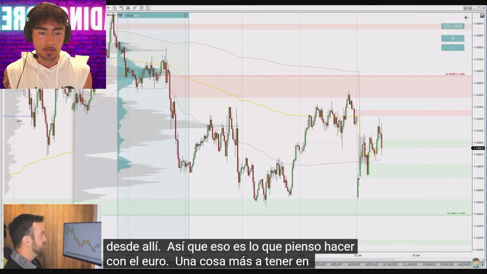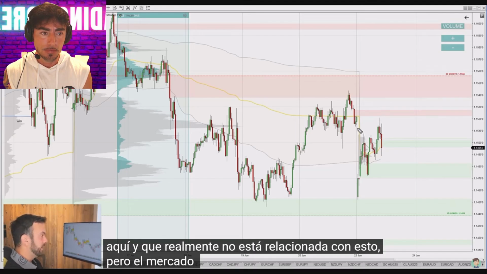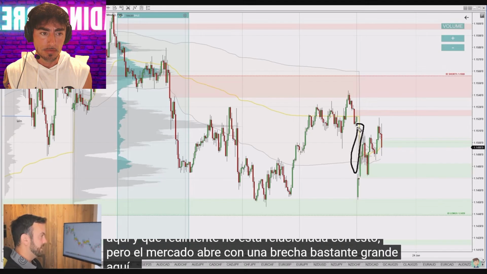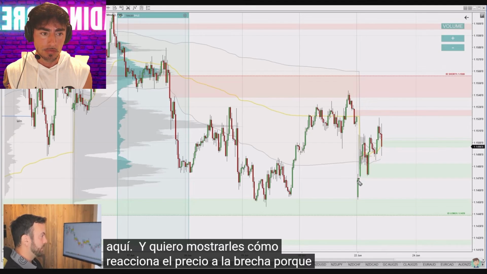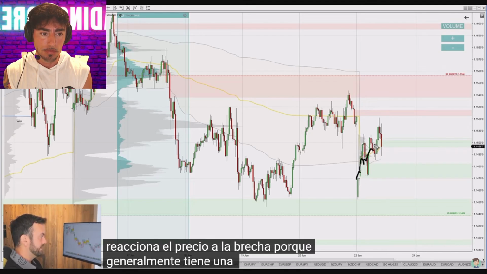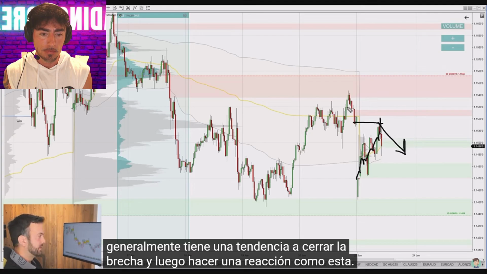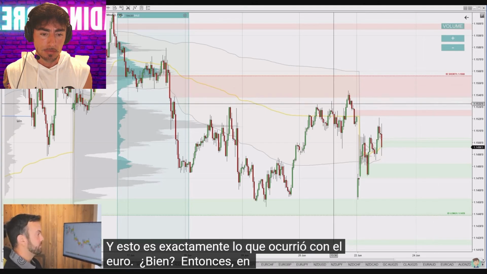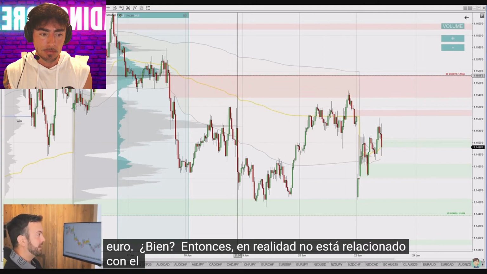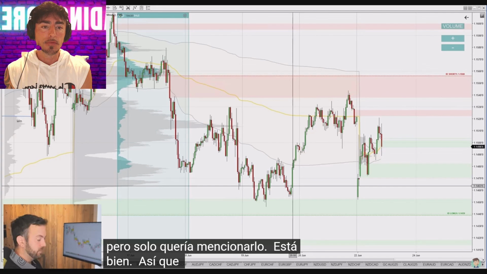One more thing to notice here, and it's not really related to this, but the market opened with pretty big gap right here, and I want to show you how the price reacts to the gap, because usually it has a tendency to close the gap and then make a reaction like this, and this is exactly what happened on the euro, right? So it's not really related to that level I was showing you here, but just wanted to mention that. Alright, so that was the euro.